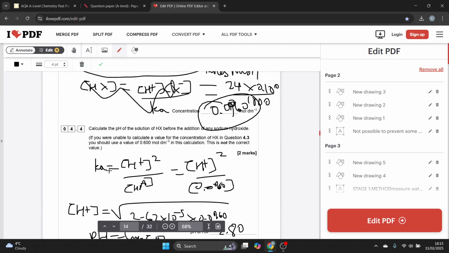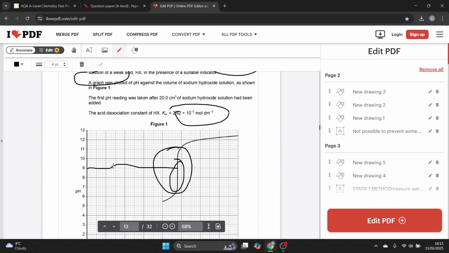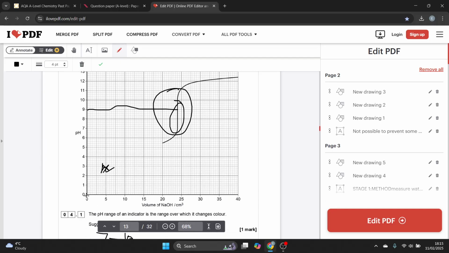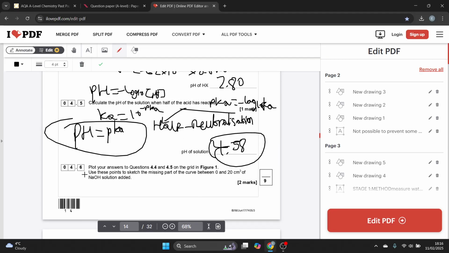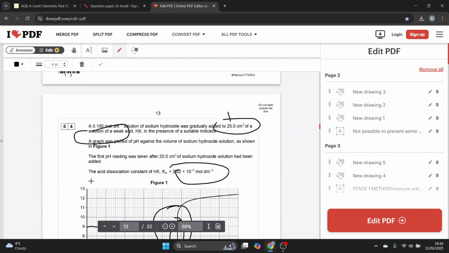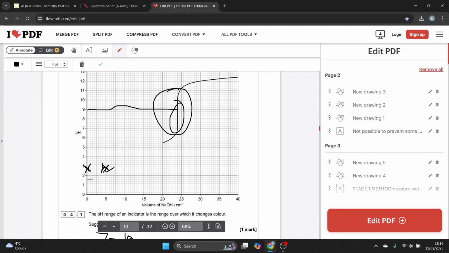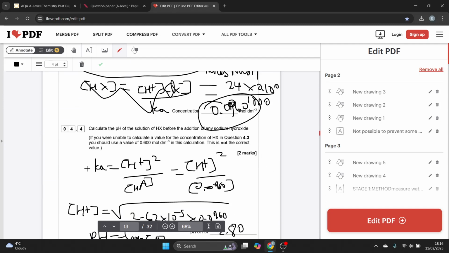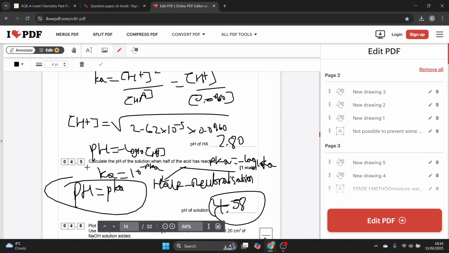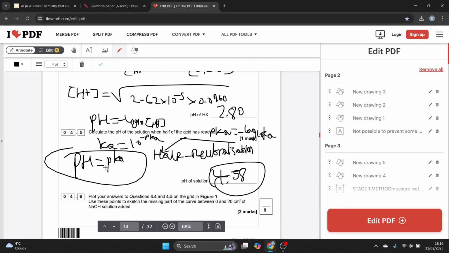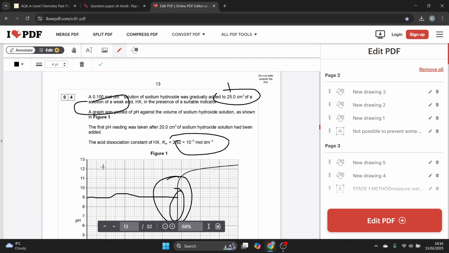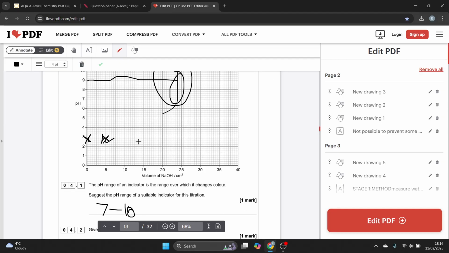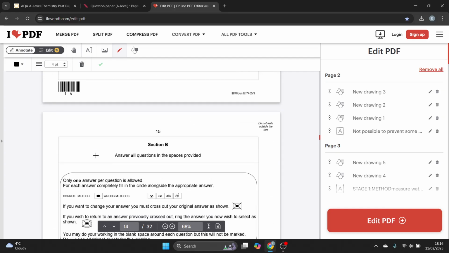That's when, before the addition of any sodium hydroxide. So that's when it's 0, right? So that should be here. And the other one, 4.5, calculate pH when half of the acid had reacted. Half of the acid had reacted. 25 centimeters cubed of weak acid HX, so half of it, so 12.5 then. And then plot your point there. And that is the end of Section A.